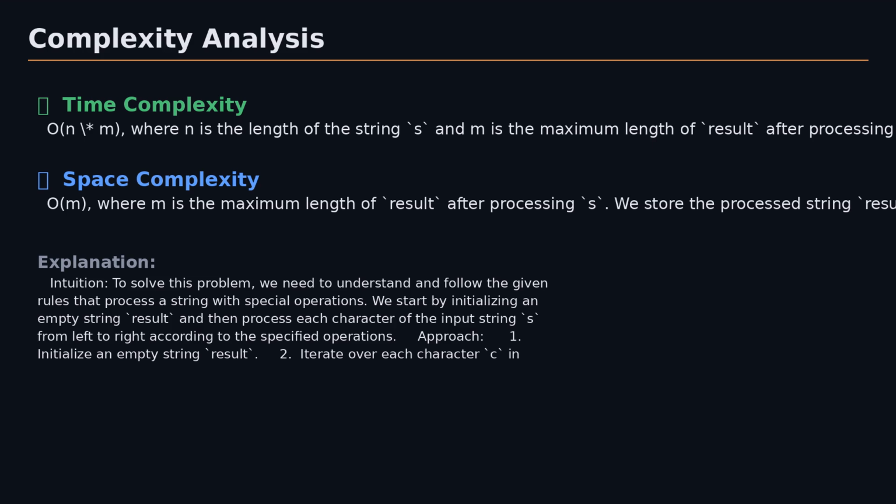Now, let's talk about the time and space complexity of this solution. The time complexity is n*m, where n is the length of the input string and m is the maximum length of the result string after processing. This is because we're iterating over each character in the input string and performing operations on the result string that can take up to m time. The space complexity is m, where m is the maximum length of the result string after processing, because we're storing the result string in memory.